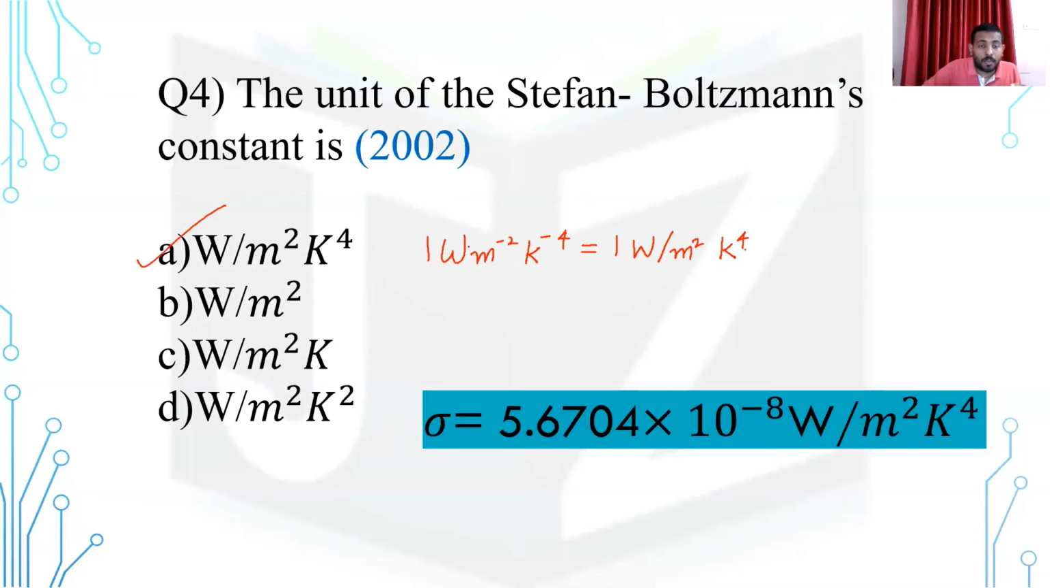Also, do remember the value of this Stefan-Boltzmann constant. Maybe in the exam this year also, they have given all the values of constants, so I think you need not remember it, but remembering it will be good. The value of sigma is 5.6704 into 10 raised to minus 8 watt per meter squared Kelvin raised to minus 4.